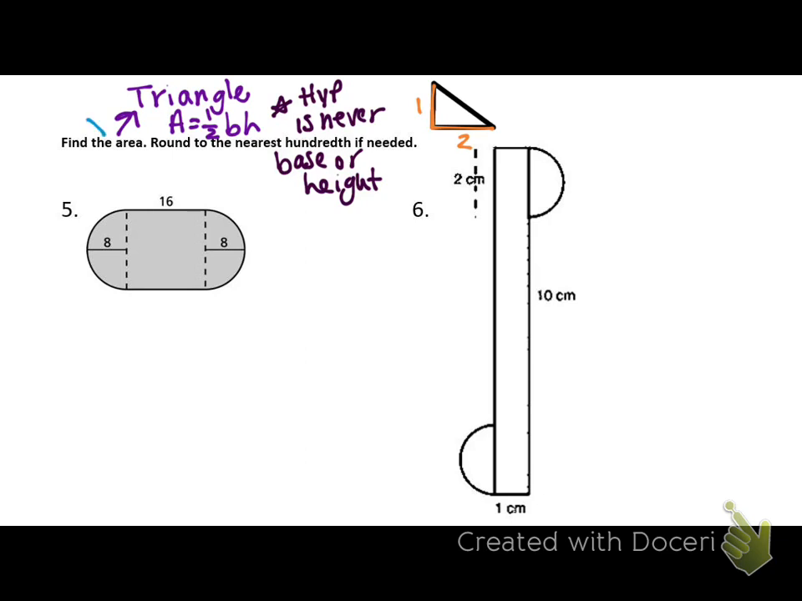Another one would be a rectangle or a square. You can use the same one technically, and that would be length times width. It really doesn't matter which one you call length and width, just that you use each of those numbers once.